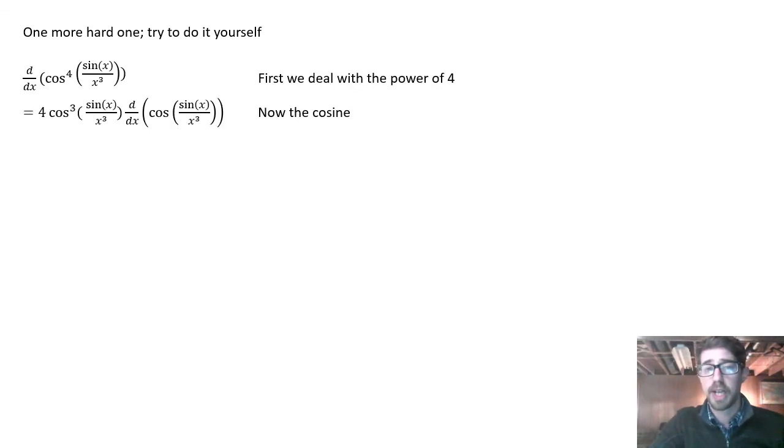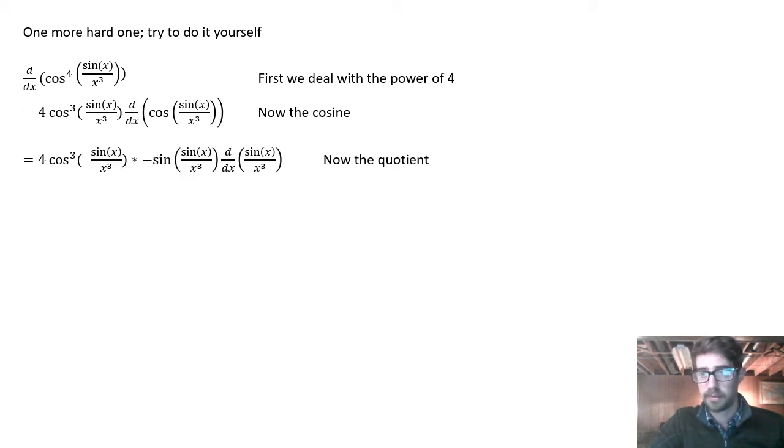It's 4 times cosine cubed of all that inner stuff, and then we deal with the cosine. So you leave the cosine alone in that first step, and now you deal with the cosine and you leave the sine of x over x cubed alone. The derivative of cosine is negative sine, so it's all the first stuff times negative sine of x over x cubed, and then times the derivative of sine of x over x cubed, which is quotient rule.